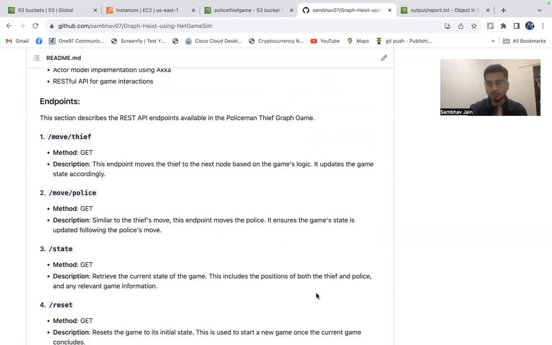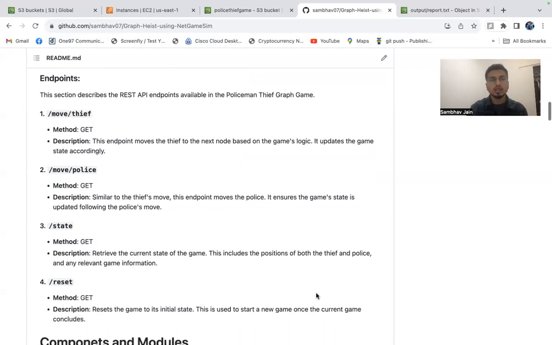One is for moving the thief. Second is for moving the police. Third is for getting the state, which helps us know what exactly the state is right now. And fourth is to reset the game, so that whenever the game is over, there is one endpoint to reset the game and start a new game again.